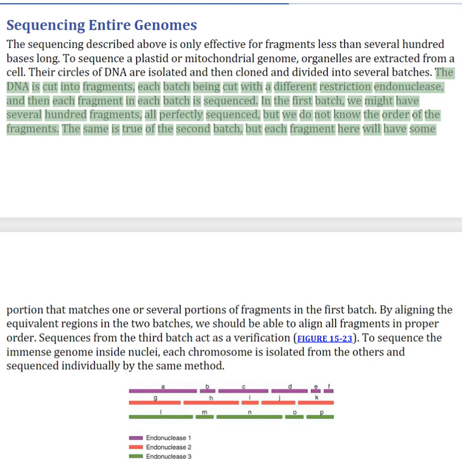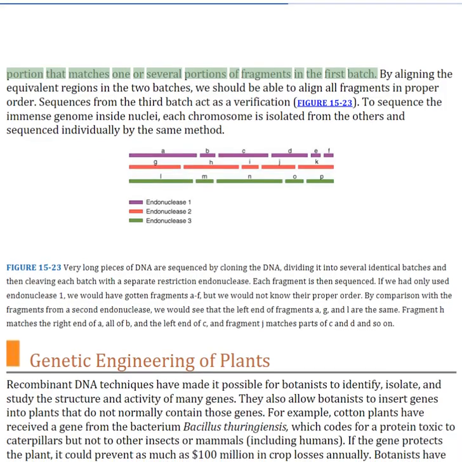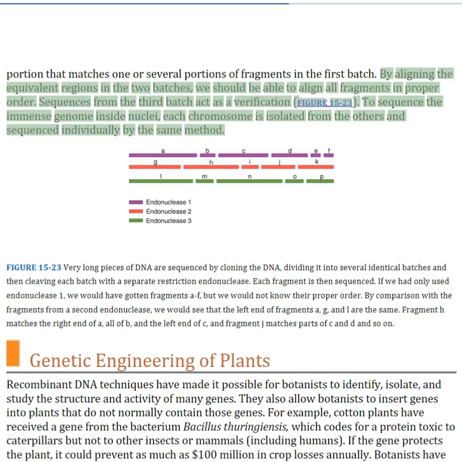The same is true of the second batch, but each fragment here will have some portion that matches one or several portions of fragments in the first batch. By aligning the equivalent regions in the two batches, we should be able to align all fragments in proper order. Sequences from the third batch act as a verification.